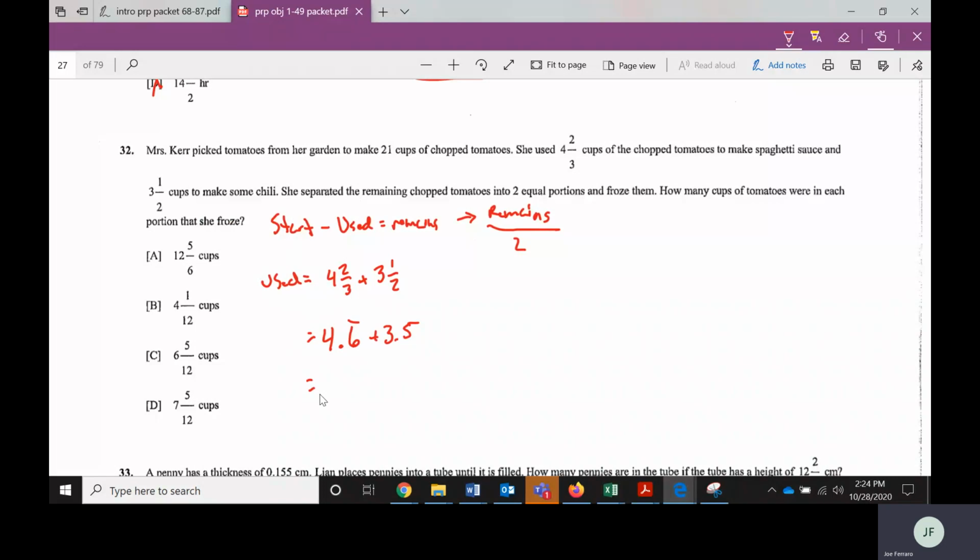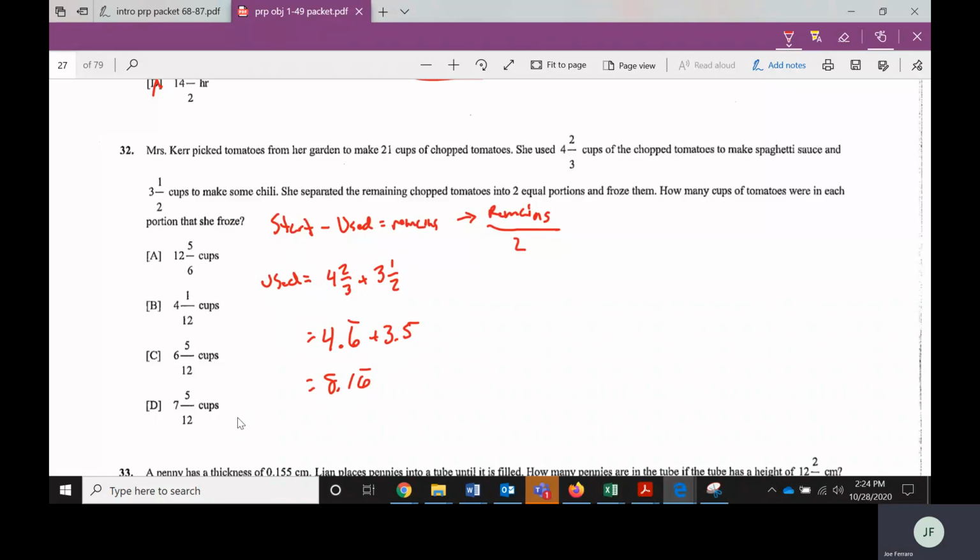Okay, again, if you're typing this in, don't hit just 4.6. You've got to hit 4.6 with a bunch of sixes. Then hit plus 3.5, and you should get 8.16, with the 6 repeating, so 6, 6, 6, 6, 6, and so on. Make sure that's what we've used.